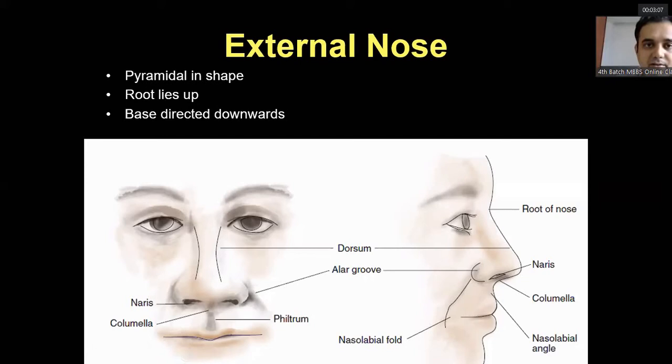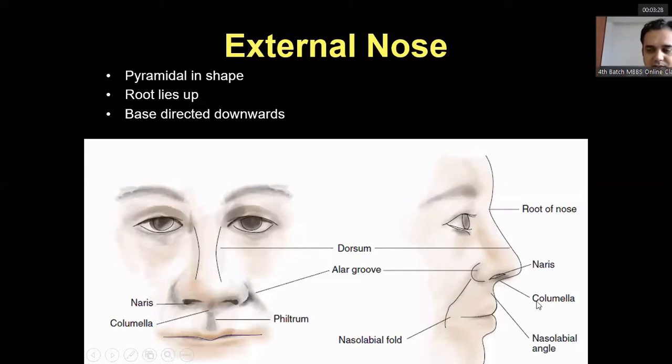The external nose is pyramidal in shape. This is the root, which lies up, and the base is directed downwards. Here we have the diagrams from the front view and the lateral view. This depressed part is the root of the nose, and the nostrils are also called the nares.